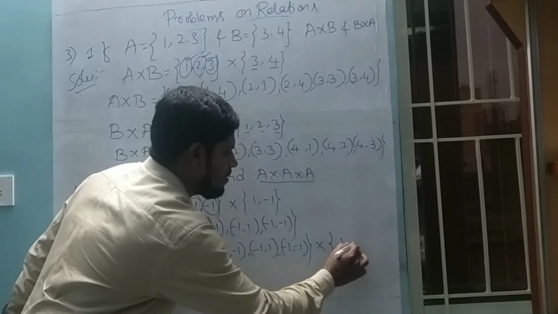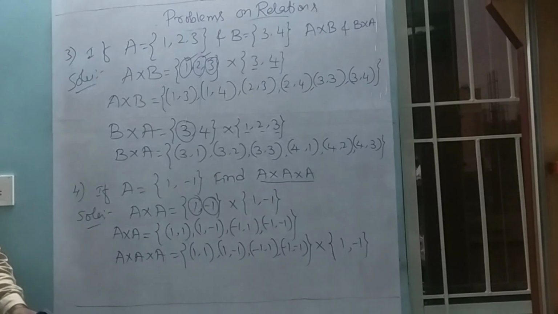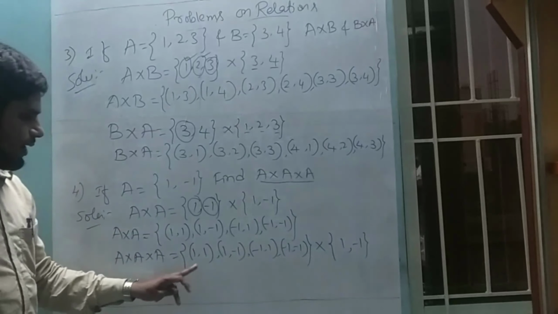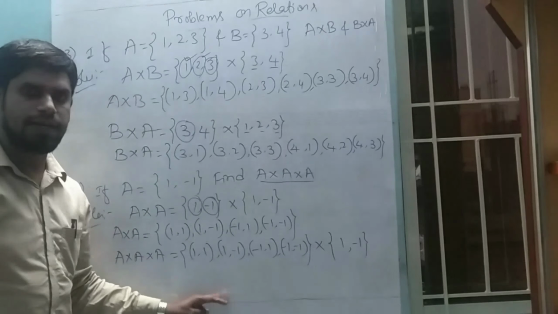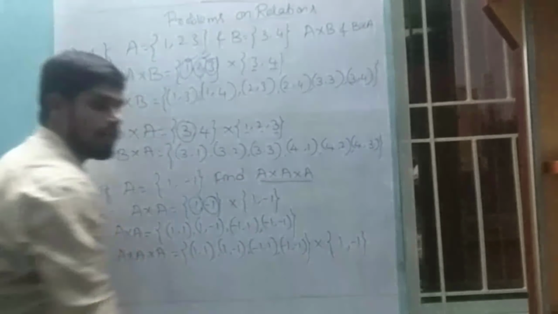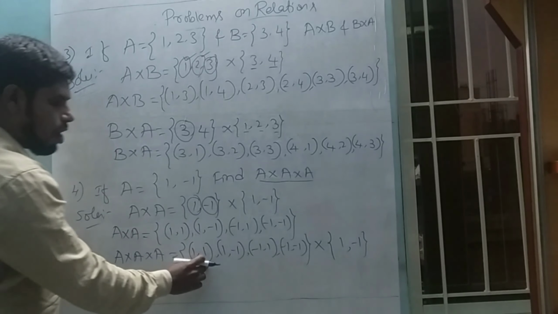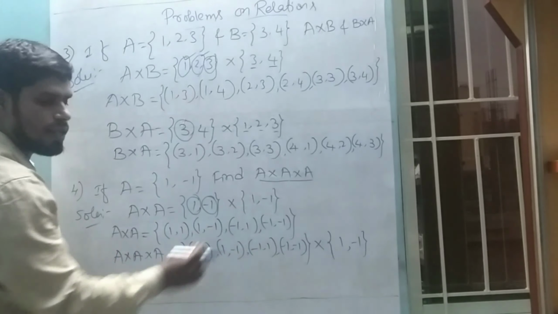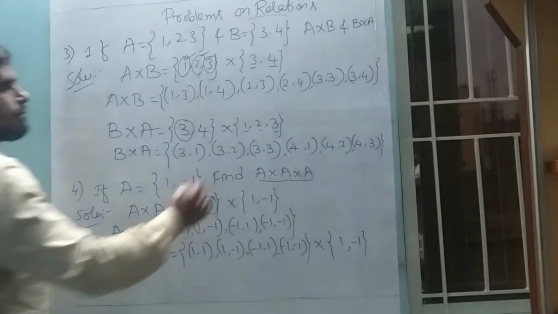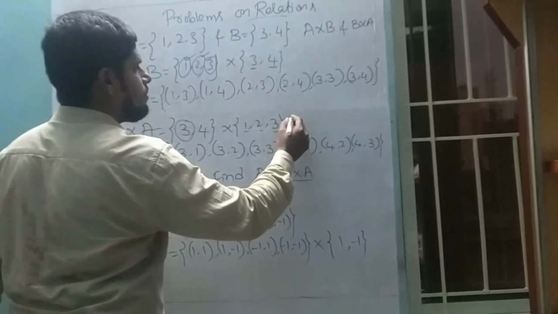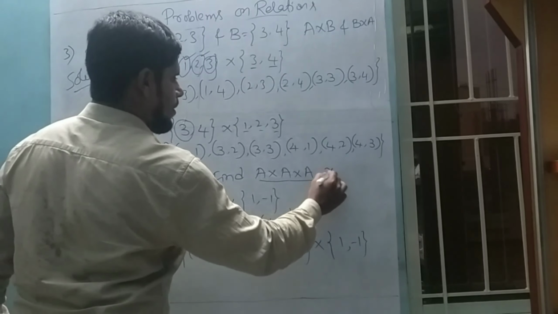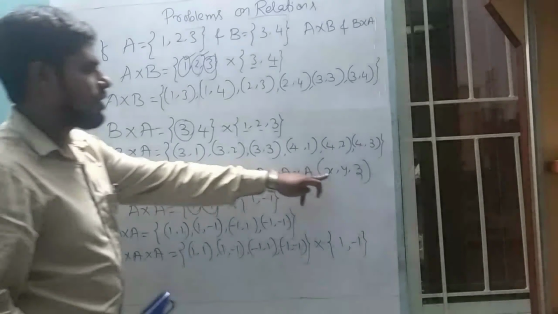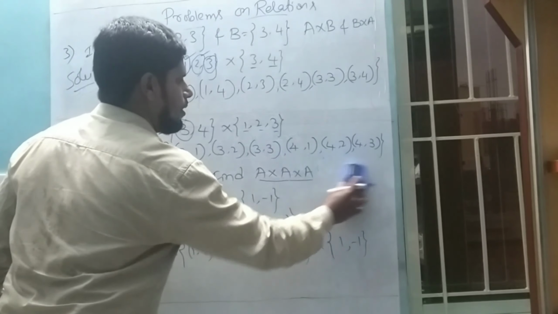Set A elements are what? 1, -1. So here I have the 4 elements and here I have 2 elements. If I multiply 4 into 2, I will get 8. So here also I need 8 elements as an answer. And this is called an ordered triplet. Here 3 elements I will get in a bracket. That is called an ordered triplet. So in general the elements will be denoted like this. I will write here (x, y, z) like this. This kind of elements are called ordered triplets.